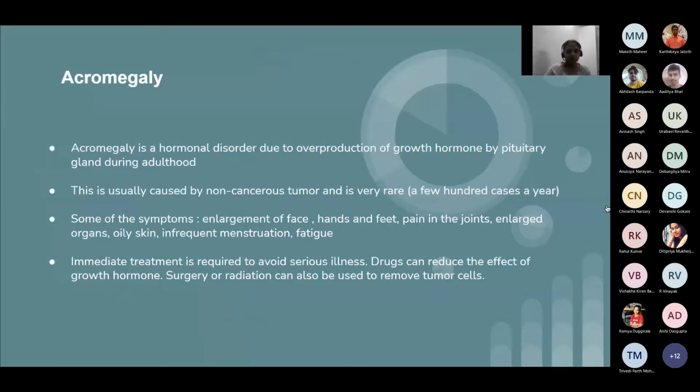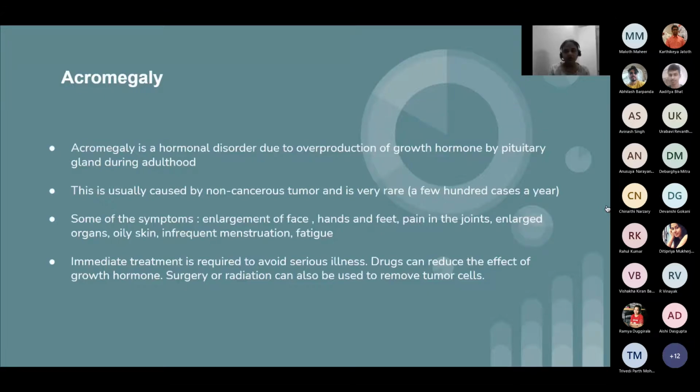Acromegaly is a hormonal disorder due to overproduction of growth hormone by the pituitary gland during adulthood. This is usually caused by a non-cancerous tumor and is very rare, a few hundred cases a year. Some of the symptoms are enlargement of face, hands and feet, pain in the joints, enlarged organs, oily skin, fatigue. Immediate treatment is required to avoid serious illness.